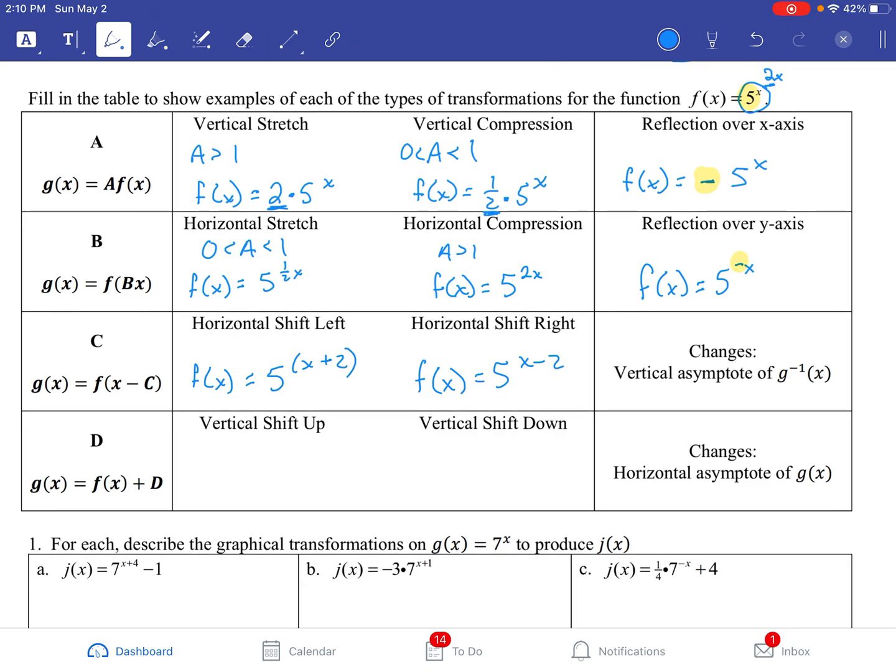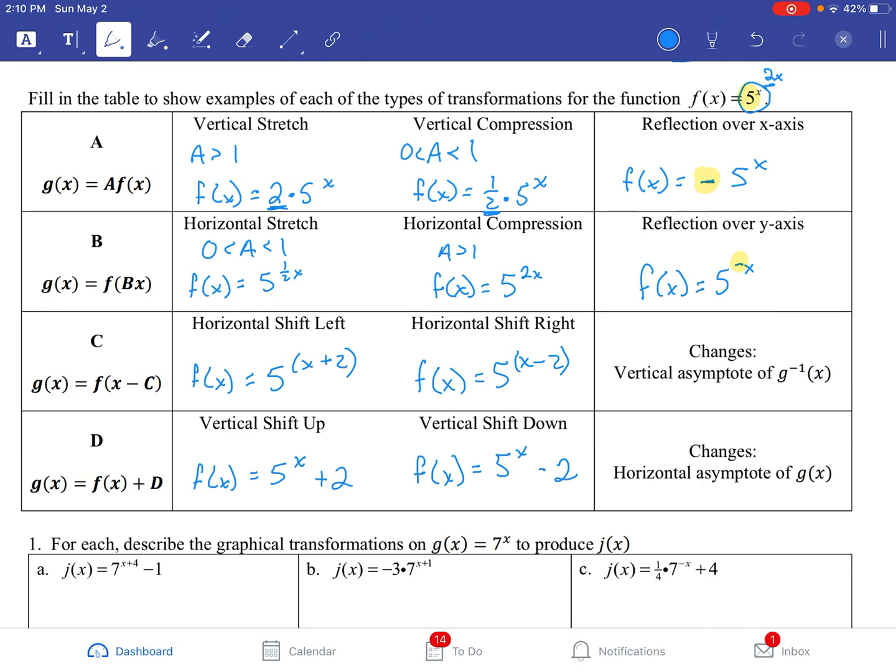And here, vertical shift is if you add or subtract something on the outside. So if you have f of x equals 5 to the x, but then it's plus 2, not next to the x, I'll put this in parentheses to make it easier. It's not next to the x itself, it's on the outside of the x. Okay, that's a vertical shift up. Vertical shift down, same idea, but now it's just going to be minus 2.